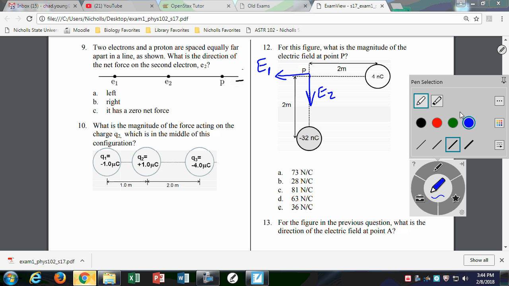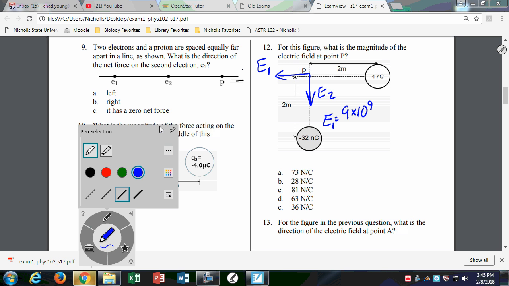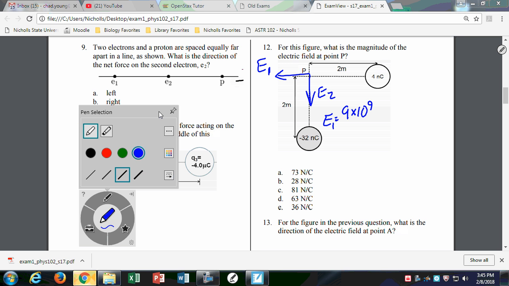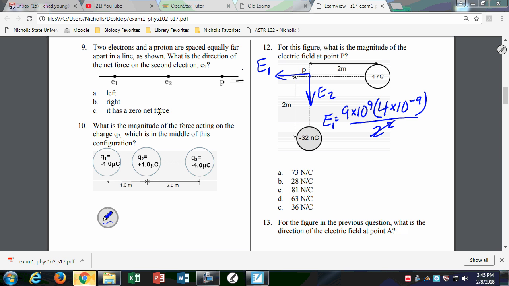We need to calculate E1. E1 is kQ over r squared. That's 9 times 10 to the 9th times 4 times 10 to the minus 9, divided by 2 squared. kQ over r squared. Everything cancels, and that is equal to 9 newtons per coulomb, or 9 volts per meter. Remember, those are the same units, newtons per coulomb, volts per meter.